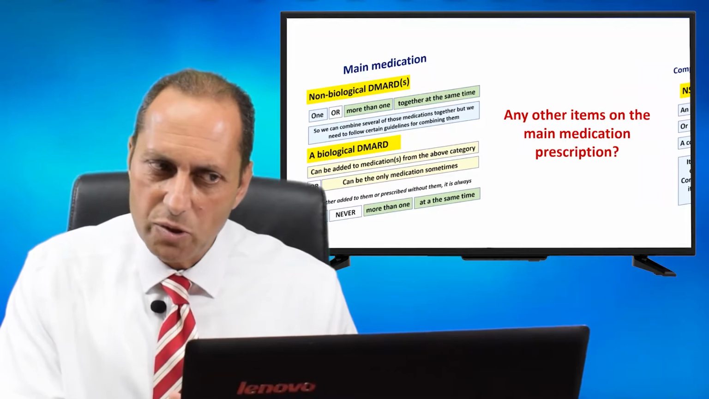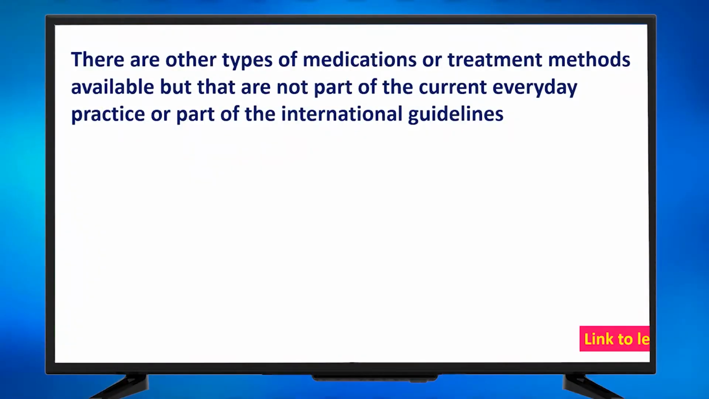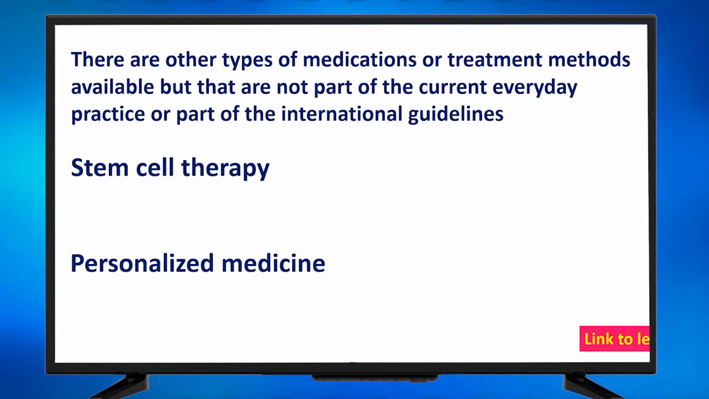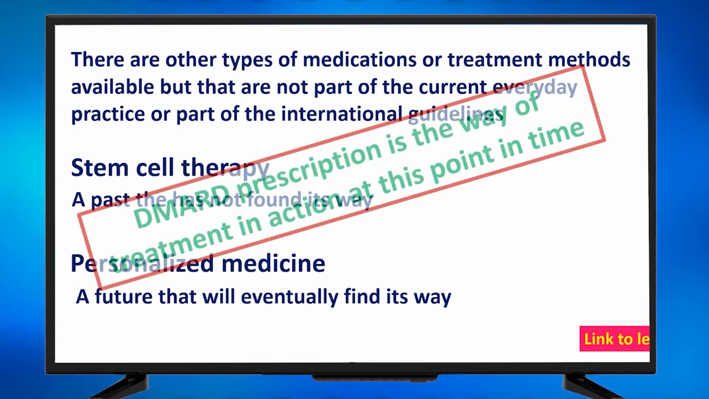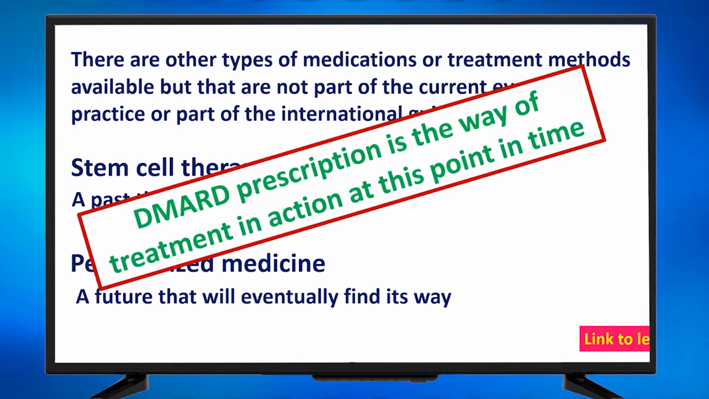Concerning the main medications, any other items on the main medication prescription? Yes. There are other types of medications or treatment methods available, but that are not part of the current everyday practice or part of the international guidelines right now. They are like stem cell therapy and personalized medicine approaches. Stem cell therapy, it's a past that has not found its way. Maybe it was successful in other disorders, but not in the autoimmune rheumatic disorders really. And personalized medicine, this is a future that will eventually find its way in the coming years. The DMARD prescription is the way of treatment in action at this point in time.